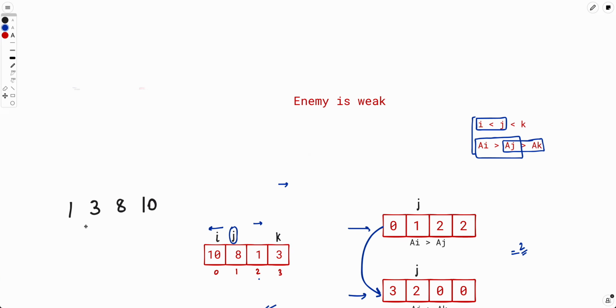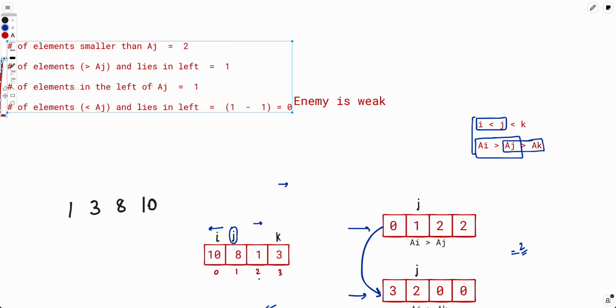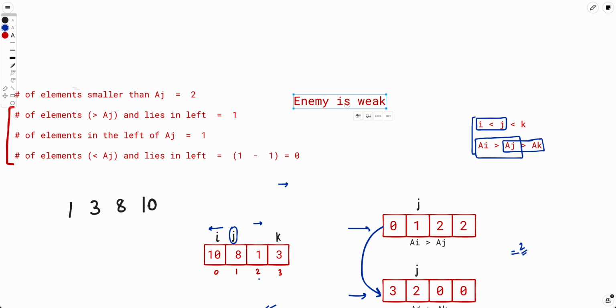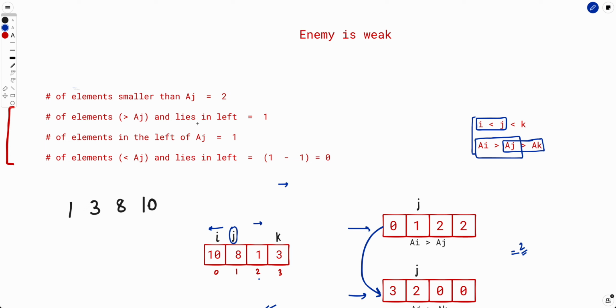The array was 10, 1, 3. Now you sort the array, you make it 1 1 3 8 10. So once you sort this array, how many elements are there which are smaller than aj? So let's say this is the current j. How many elements are there which are smaller than aj? Two elements, right? 1 and 3.